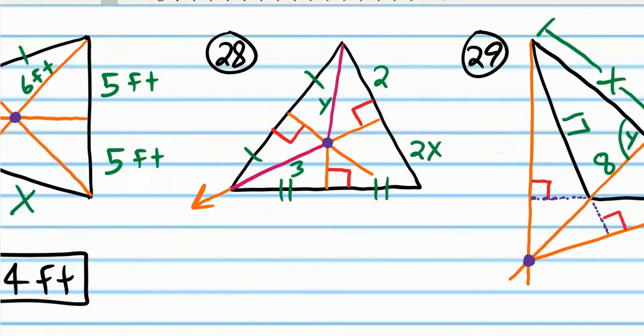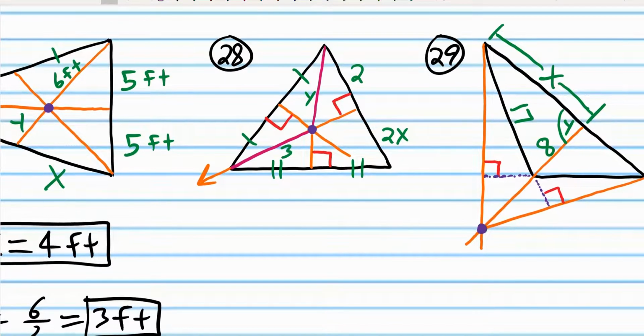All right, we're back. This one's kind of confusing. These are perpendicular bisectors. They intersect at the circumcenter. But we only know that this is a perpendicular bisector and this is a perpendicular bisector, because we don't know what x is.